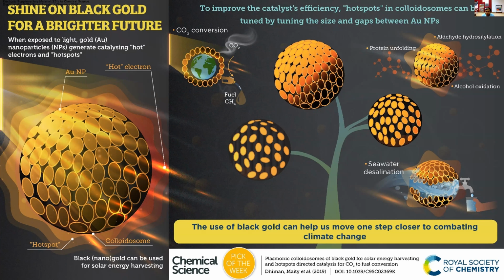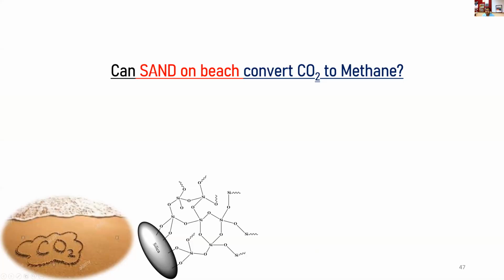This work looks interesting because it works using solar light, but the challenge is not only the activity, not only the productivity of methane, but also the use of gold, right? Gold is expensive. Why do I use gold to solve such a huge CO2 problem? There's already a gold rush in this country. So can I replace gold with something else, or use a very cheap material, something like sand on the beach, which is everywhere? You go anywhere, you find sand. So can sand on the beach convert CO2 to methane? That's the question that we asked.